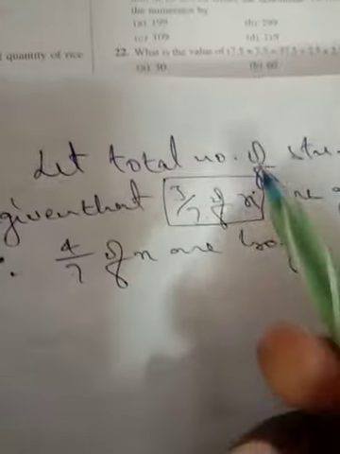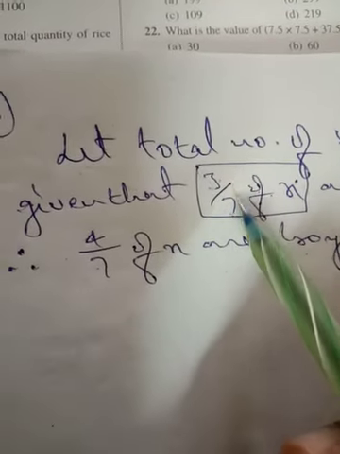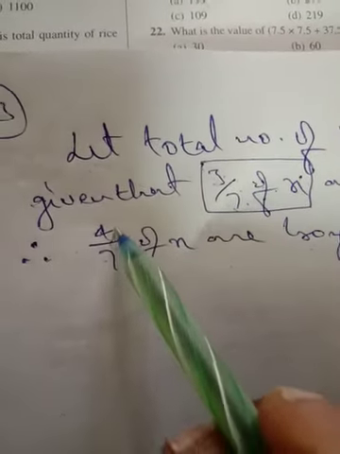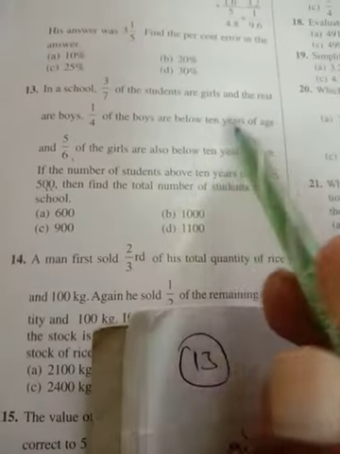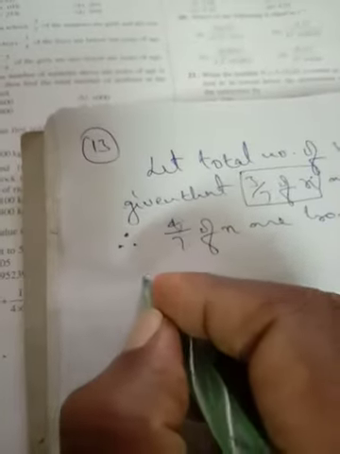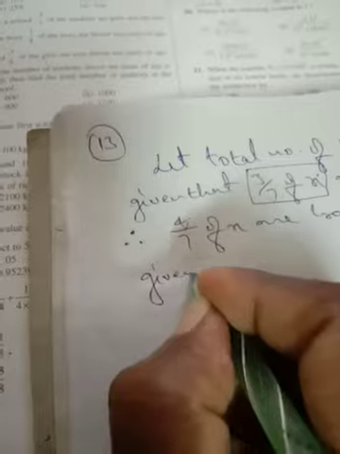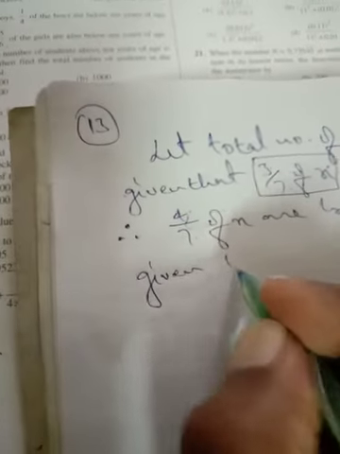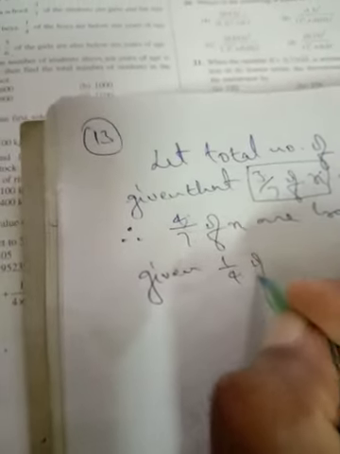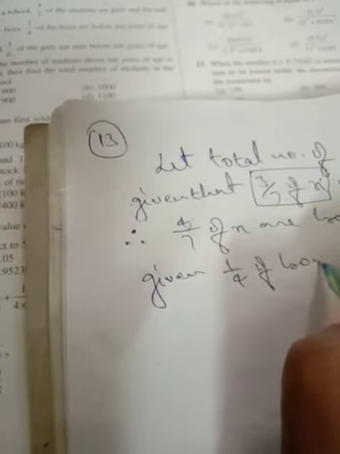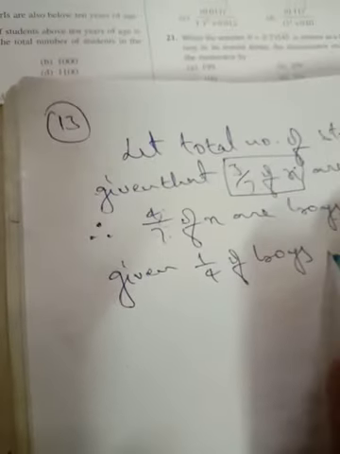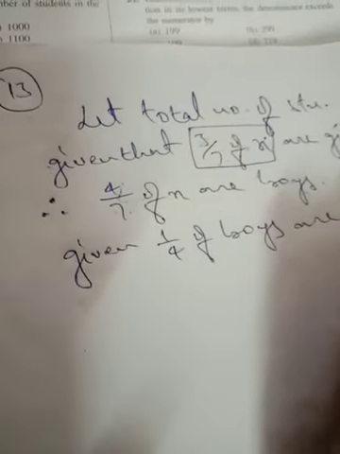Similarly, just as we wrote that 3 by 7 are the girls means automatically 4 by 7 will be the boys, 1 by 4th of the boys are below 10 years means 1 by 4th of the boys, who are already 4x by 7. So 1 by 4th of the boys are below 10.